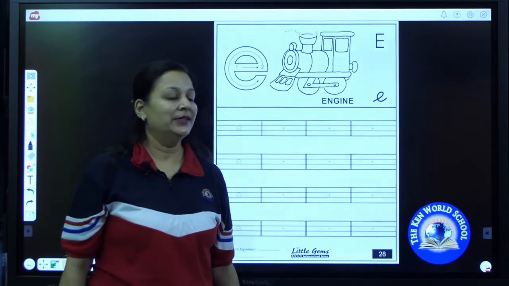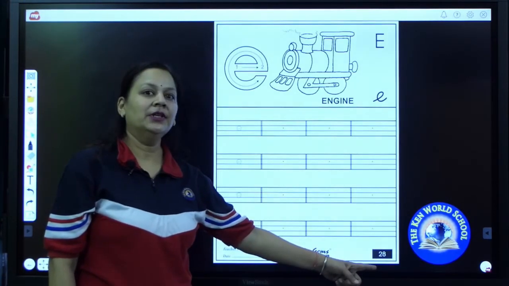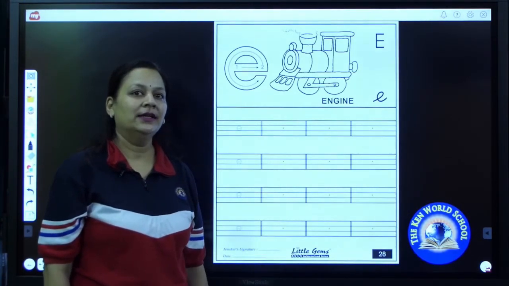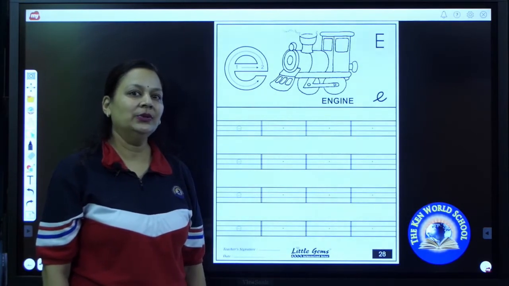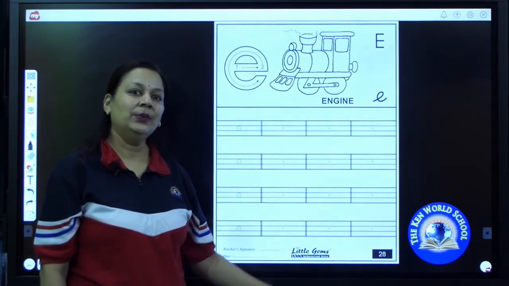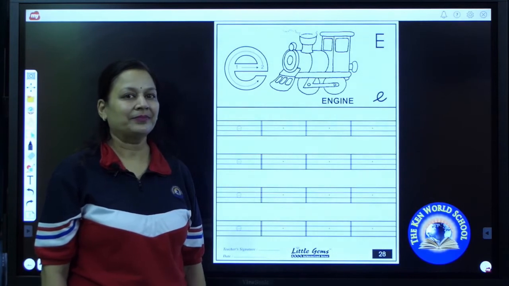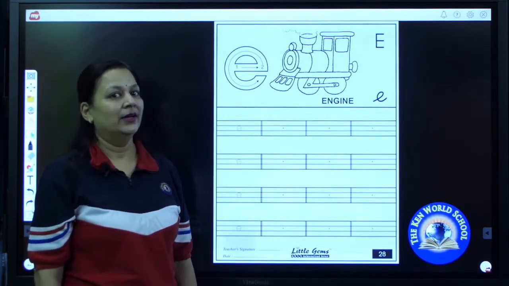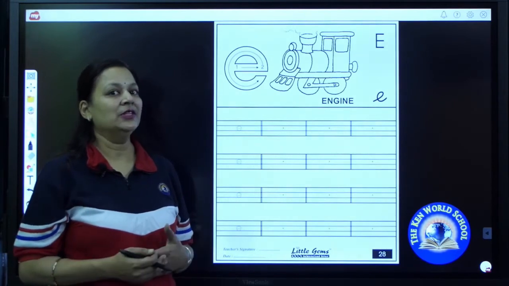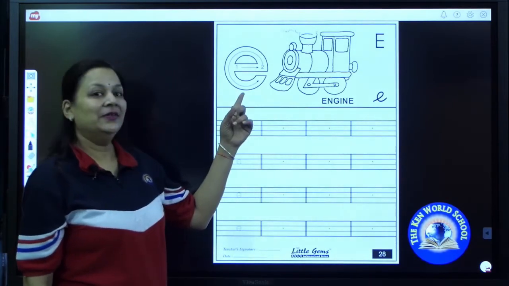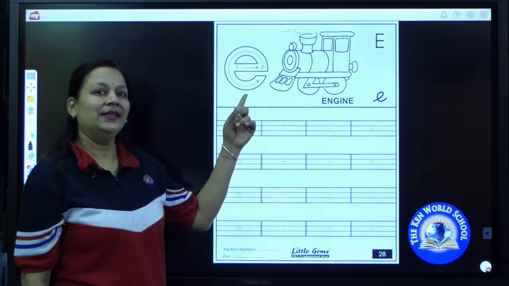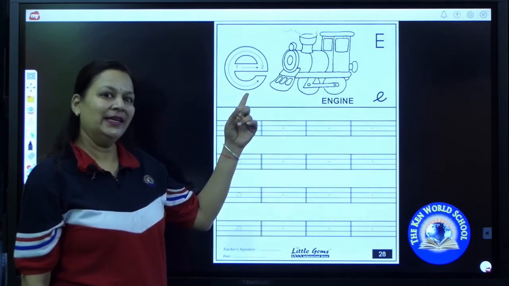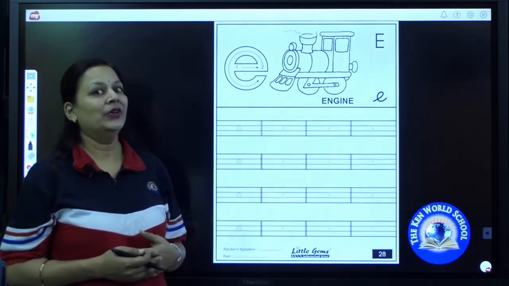Dear students, proceed to page number 28. Which page number we are going to do? Page number 28. Have you opened the page? Okay. Now what we are going to do on this page? Which letter we are going to do? E. Lowercase e. Now watch me carefully.